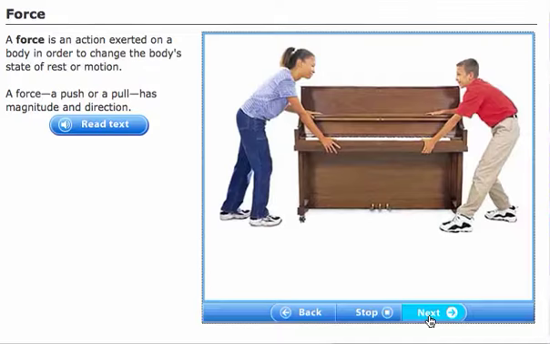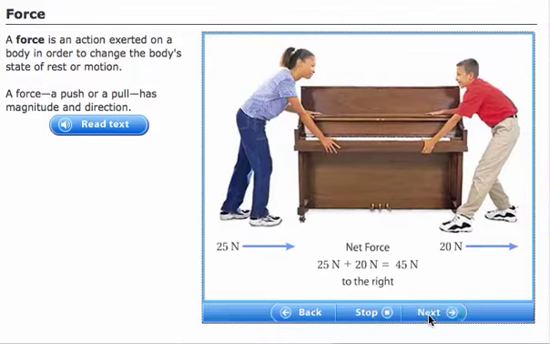The student on the left is exerting a force of 25 newtons to the right. The student on the right is exerting a force of 20 newtons also to the right. Together, the students are exerting a net force on the piano. This net force is an unbalanced force on the piano and causes the piano to move to the right.